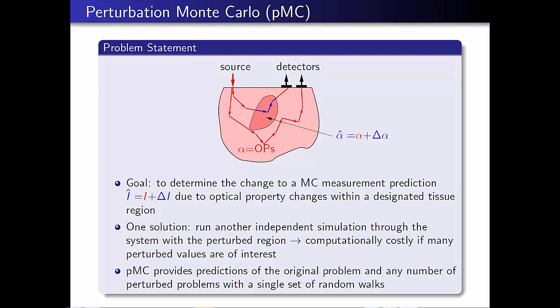So one way you could do it is to actually run a simulation through this two-region problem, in which, as you're tracking the photon, you cross into this region and modify your random walk according to the optical properties here, and then when you leave, you go back to the original optical properties, and you could get an estimate of I hat. But this would be computationally costly because you have to run another simulation. So PMC allows you to evaluate this I hat, for any change in alpha, very quickly.